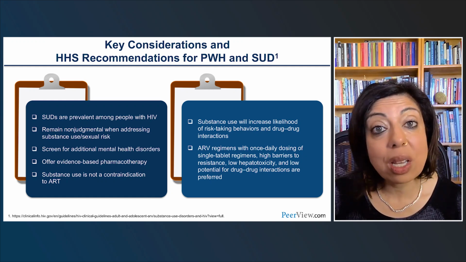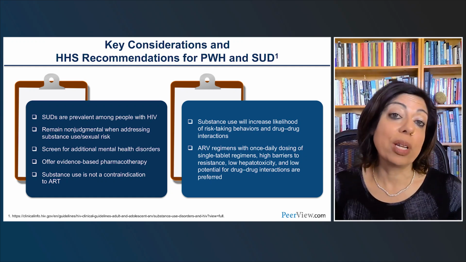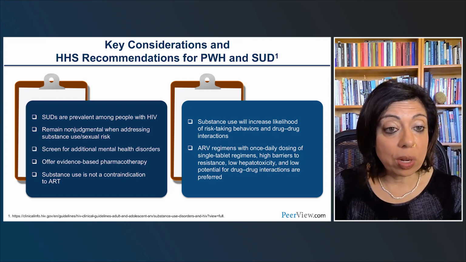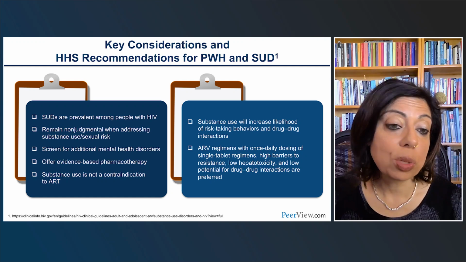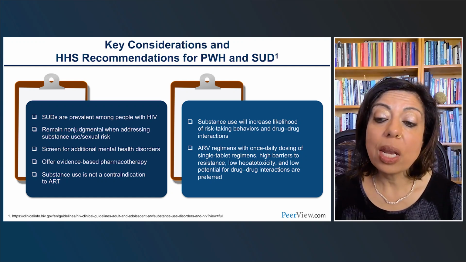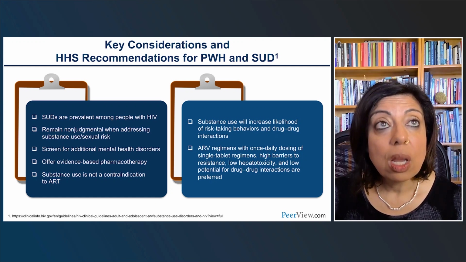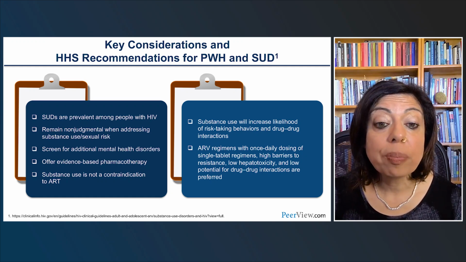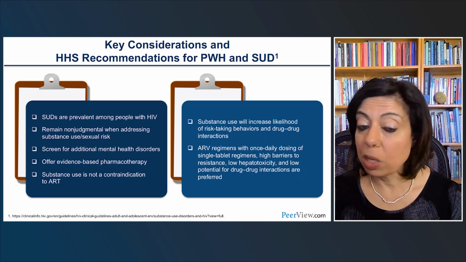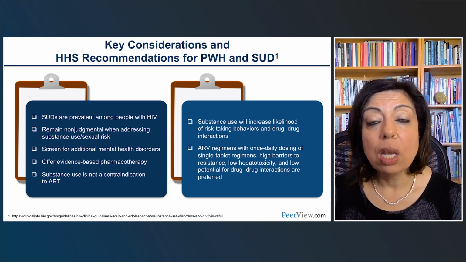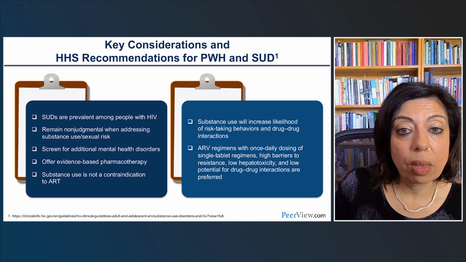So, we've already discussed that substance use disorders are prevalent among our populations with HIV, that we should be non-judgmental when we address substance use and sexual risk, and that we should screen for additional mental health disorders in those with substance use disorder and HIV, and that anyone with a substance use disorder should be offered evidence-based pharmacotherapy for both opioid use disorder and alcohol use disorder and stimulant use disorder. Certainly, substance use is not a contraindication to ART. People who use substances can very effectively engage and take ART.